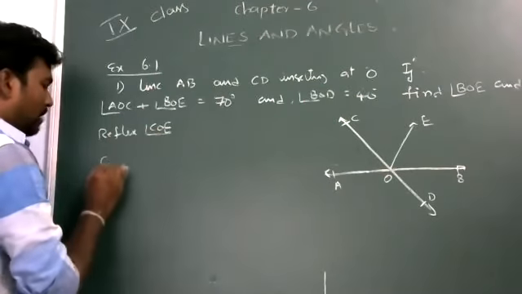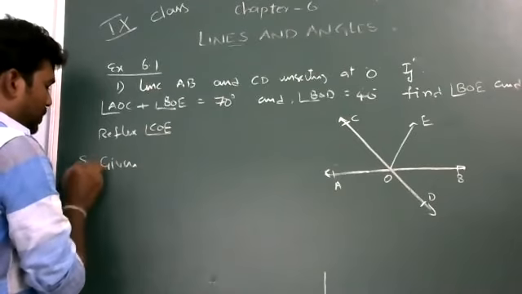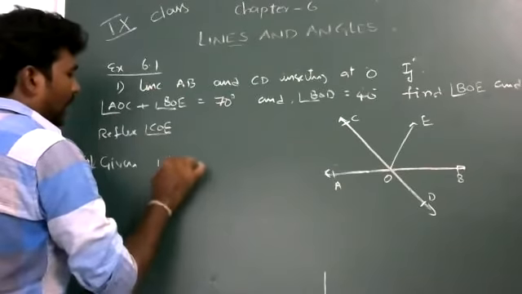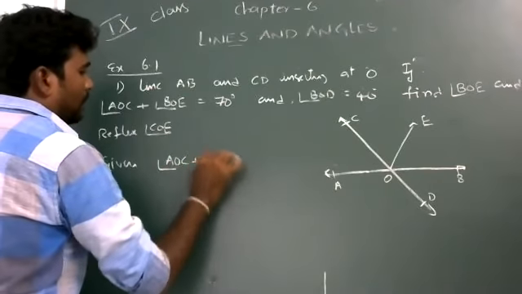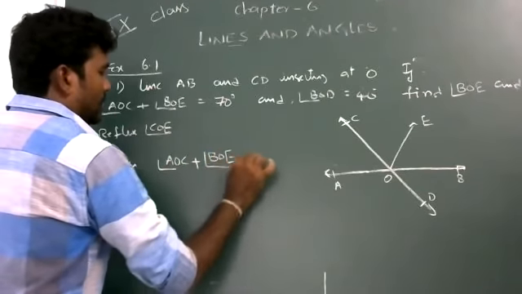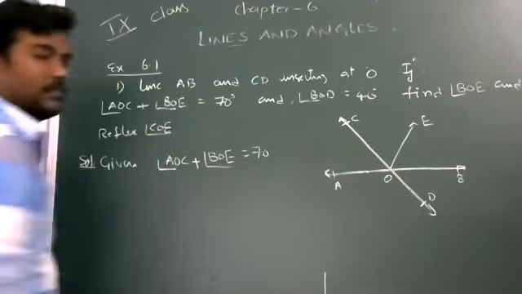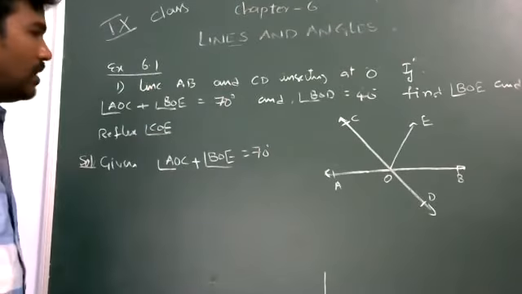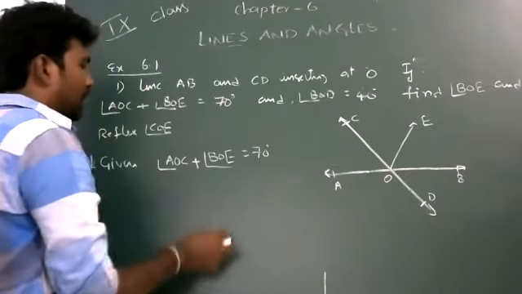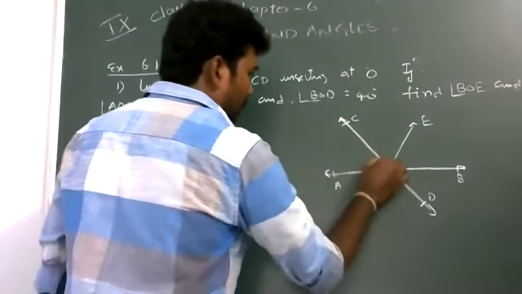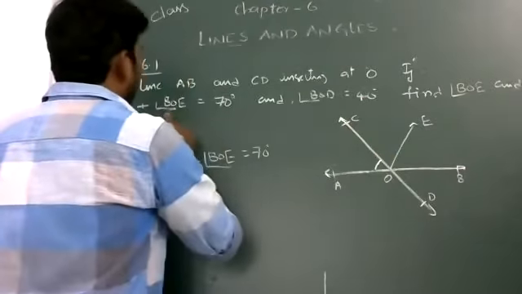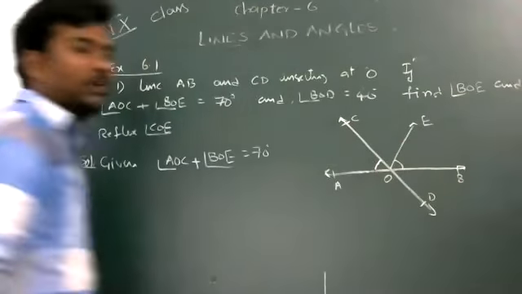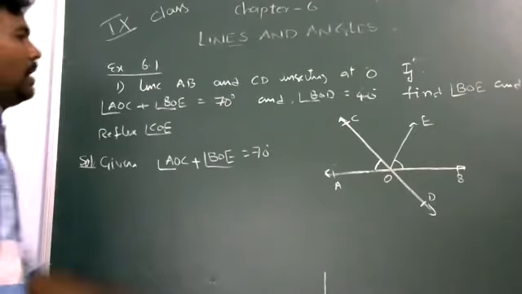Given that angle AOC plus angle BOE is equal to 70 degrees. So that means this angle AOC plus BOE, the sum of these two angles is equal to how much? 70 degrees.